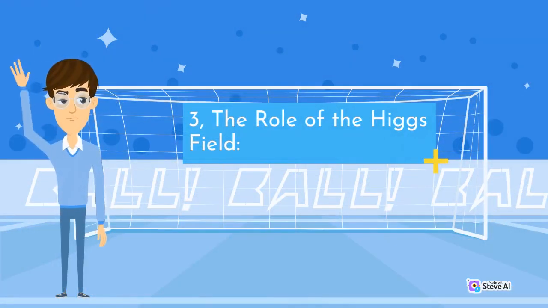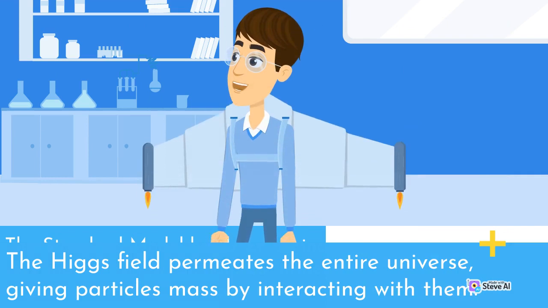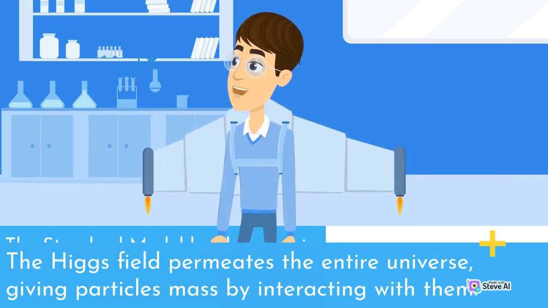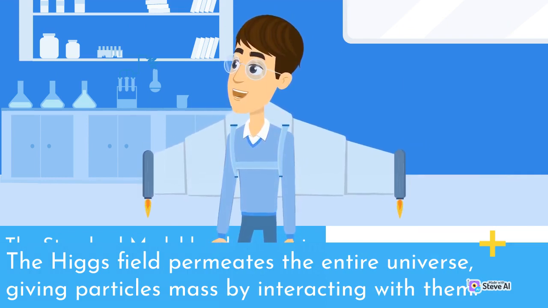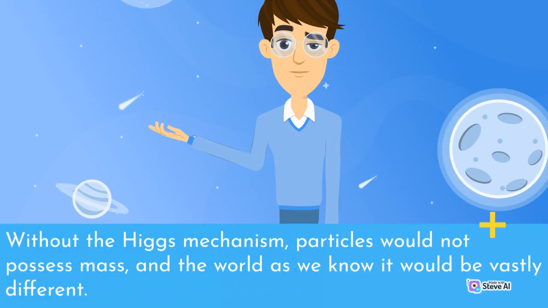3. The role of the Higgs field. The Higgs field and its associated particle, the Higgs boson, play a unique role in the Standard Model. The Higgs field permeates the entire universe, giving particles mass by interacting with them. Without the Higgs mechanism, particles would not possess mass, and the world as we know it would be vastly different.